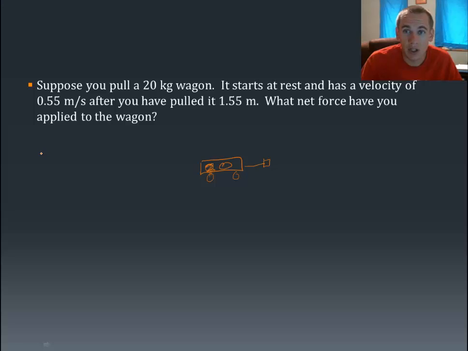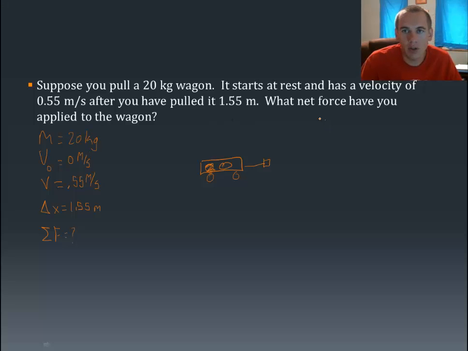Wow, I just got a lot of information. It starts at rest, so an initial velocity of 0 meters per second, and has a final velocity, or v, of 0.55 meters per second after I've pulled it 1.55 meters. I just got a change in position, 1.55 meters. What net force, unknown, do I have to apply to the wagon to get this to happen? Okay, and so I'm going to put one more thing up here, mass 20 kilograms.